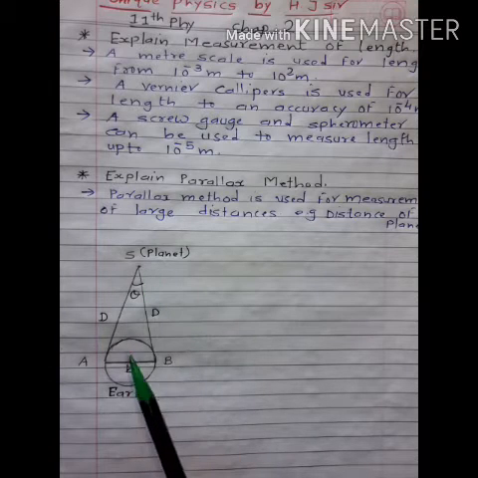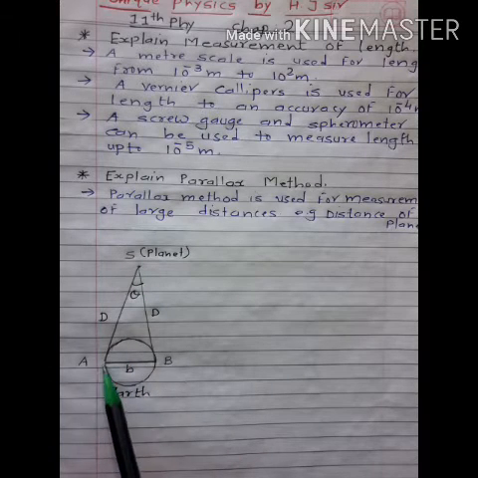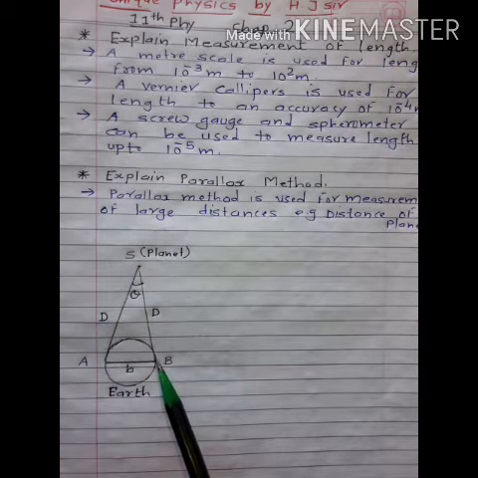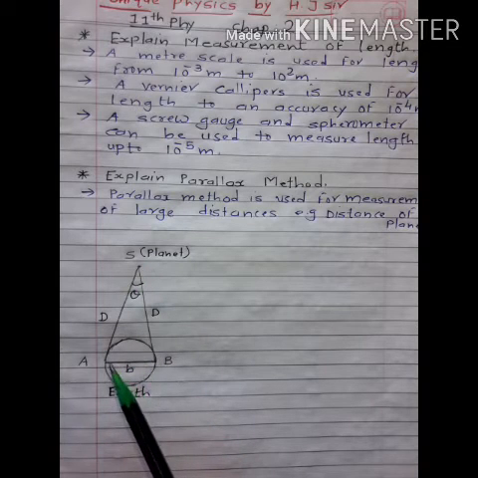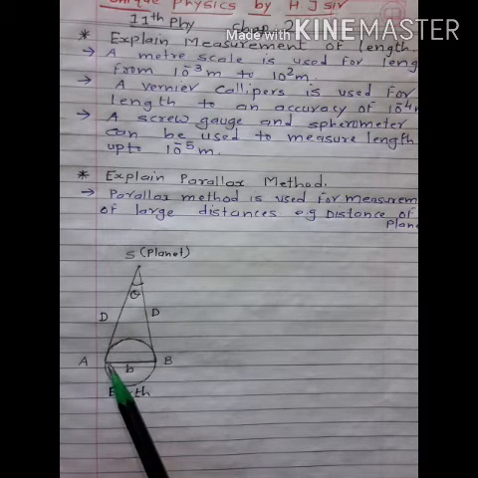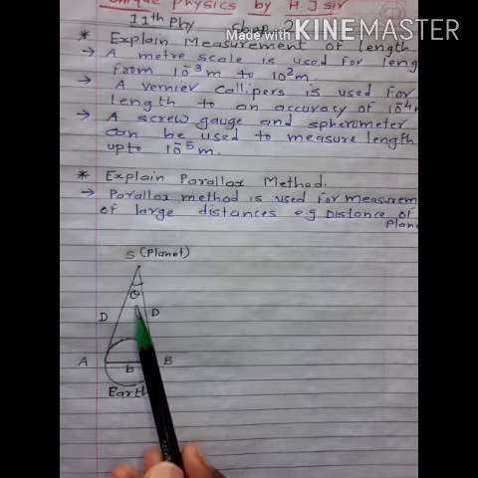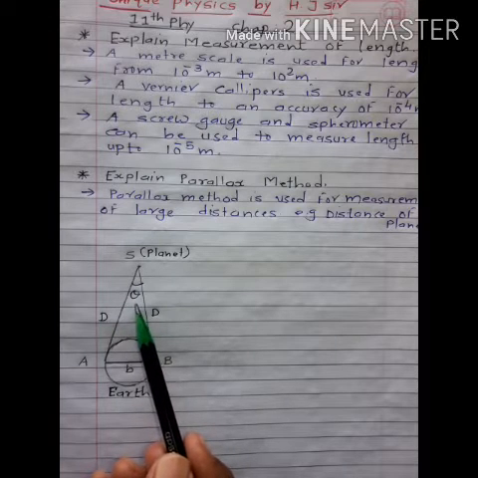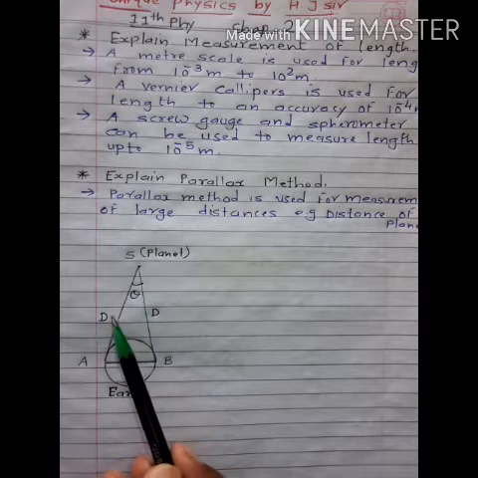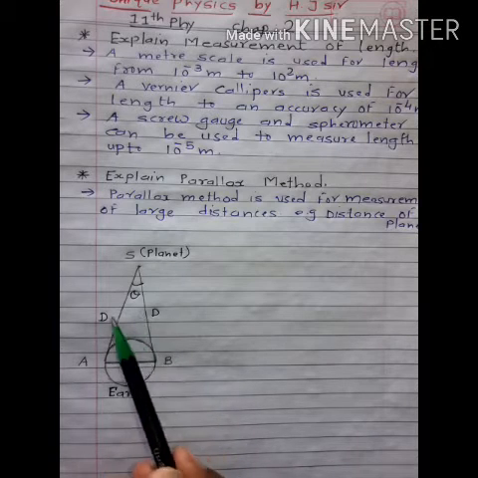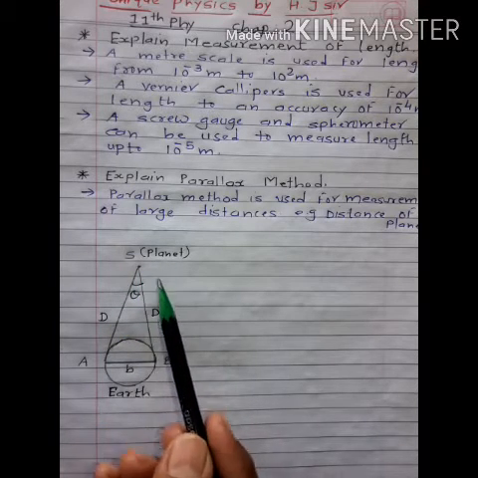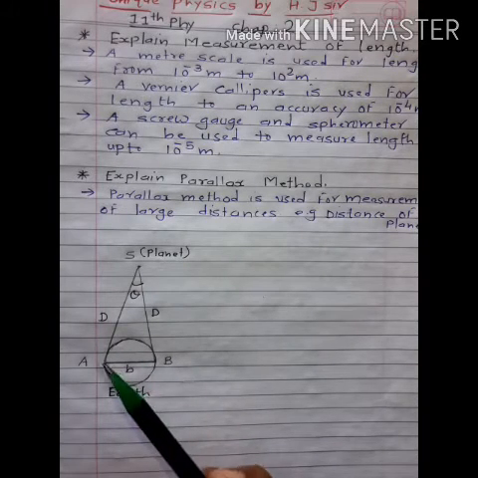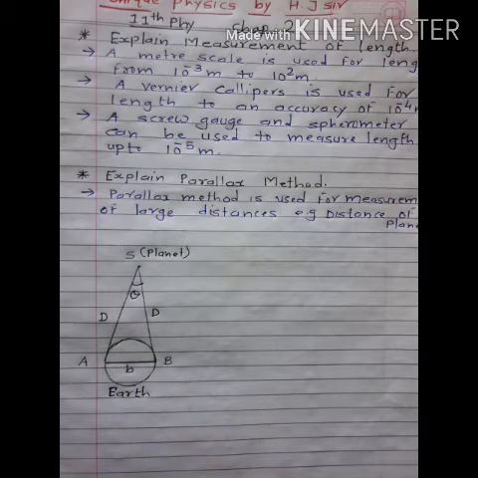So here we consider two directions of observation. AS, this is our first direction of observation, and BS. So here we observe this planet from point A and then from point B, and the angle between these two directions of observation is known as theta. This angle is known as parallax angle. And capital D is nothing but the distance of the planet from earth. So using a simple concept of circle we can find its equation.